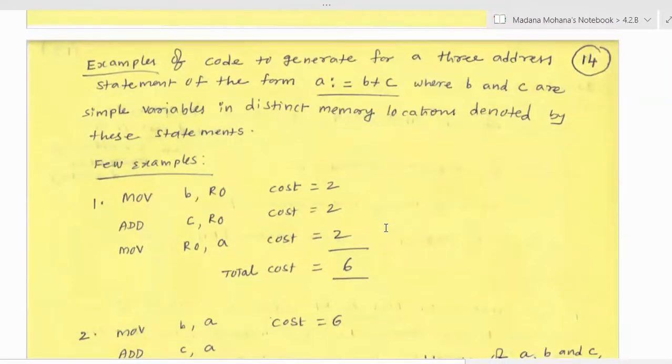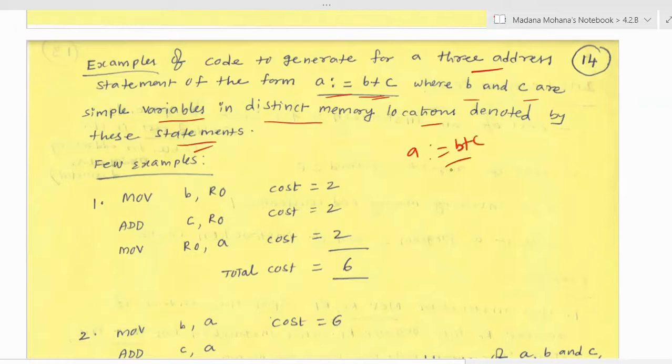Okay, now examples of code to generate for a three-address statement of the form we already mentioned: a equal to b plus c, where b and c are simple variables in distinct memory locations. Now try to find out the cost also. Now the assembly code for this, one representation: first we have to move b to R0, move b, R0. Then add c to that, b meaning R0.